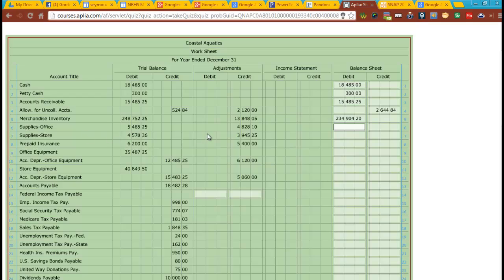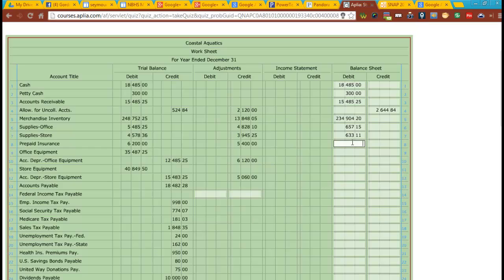Supplies office, adding or subtracting? Subtracting, because your adjustment column is a credit. So you need to take $5,485.25 and subtract from it $4,828.10, and you'll get a debit balance of $657.15. Do the same thing for supplies store. You'll take $4,578.36, subtract from it $3,945.25, and get a debit balance of $633.11.